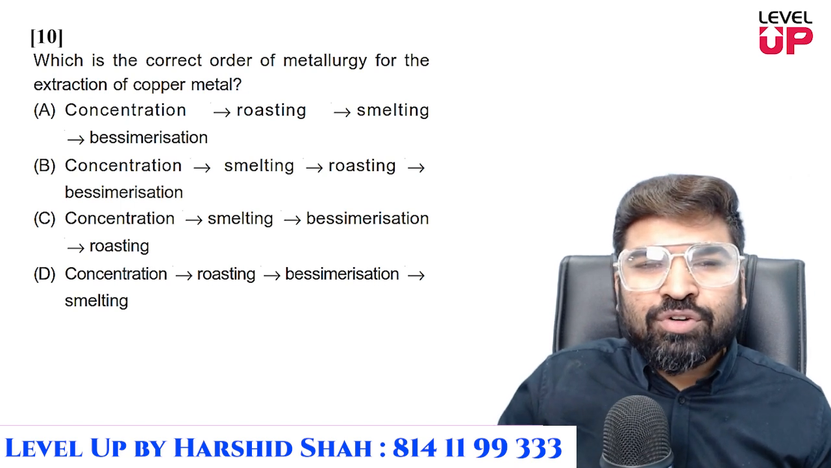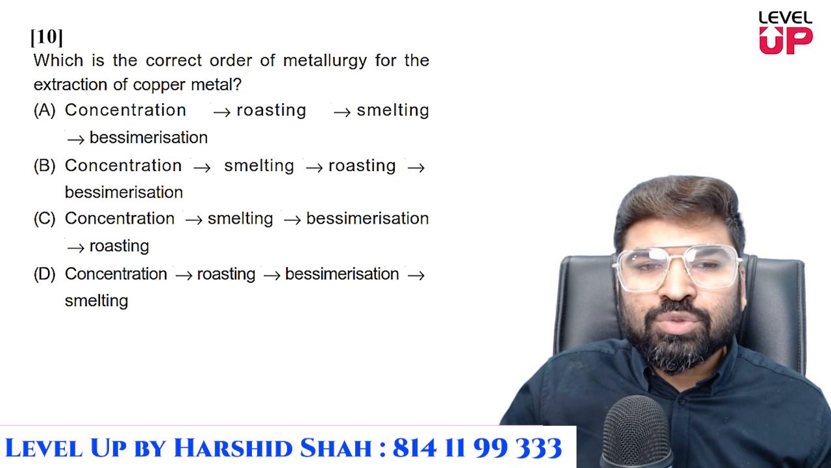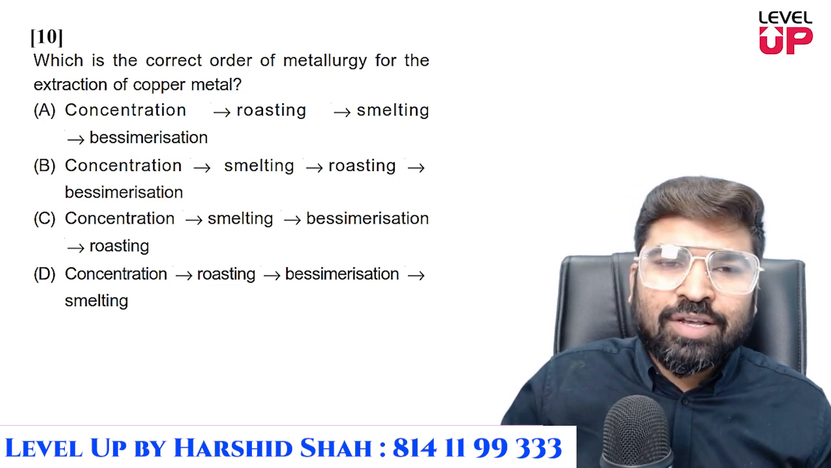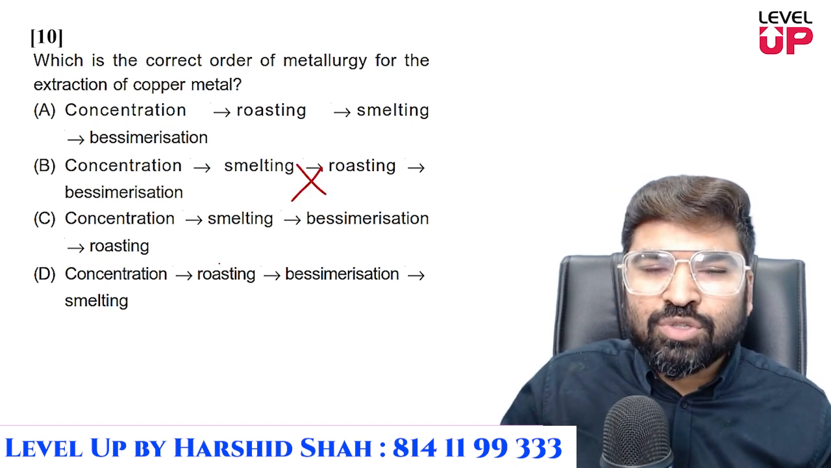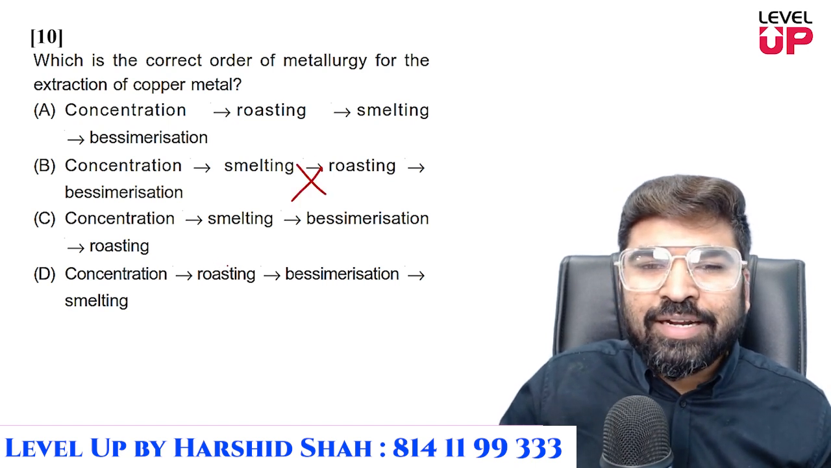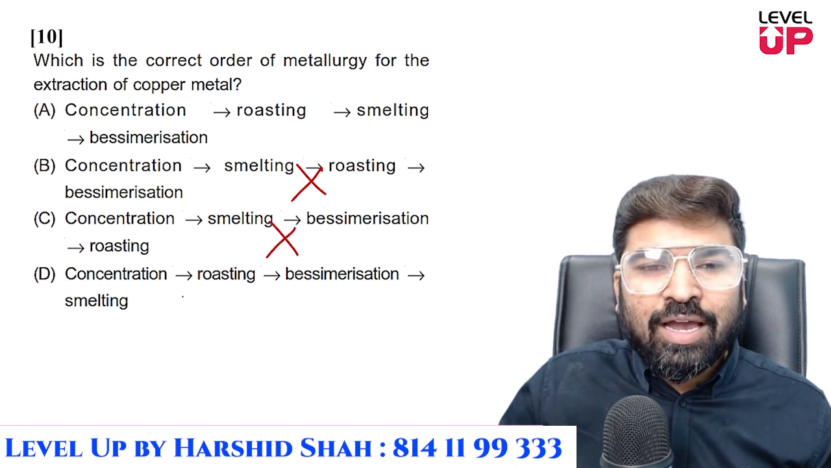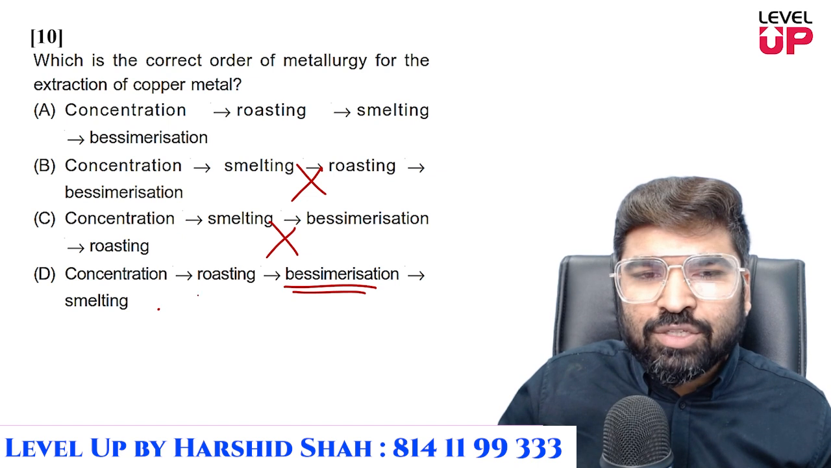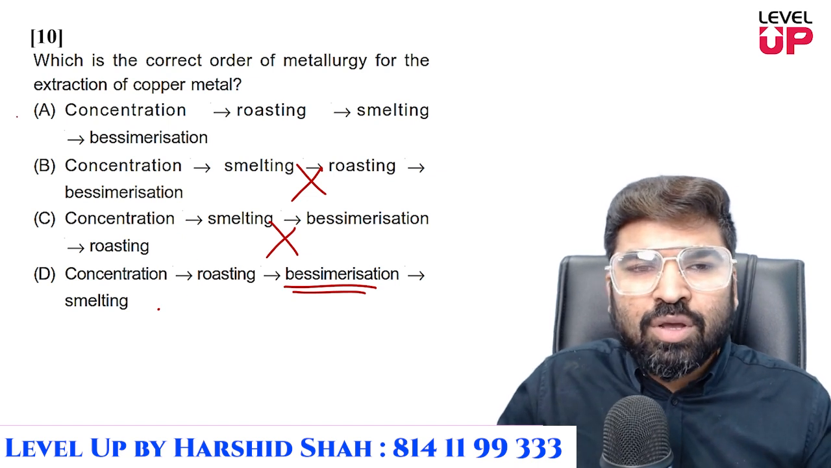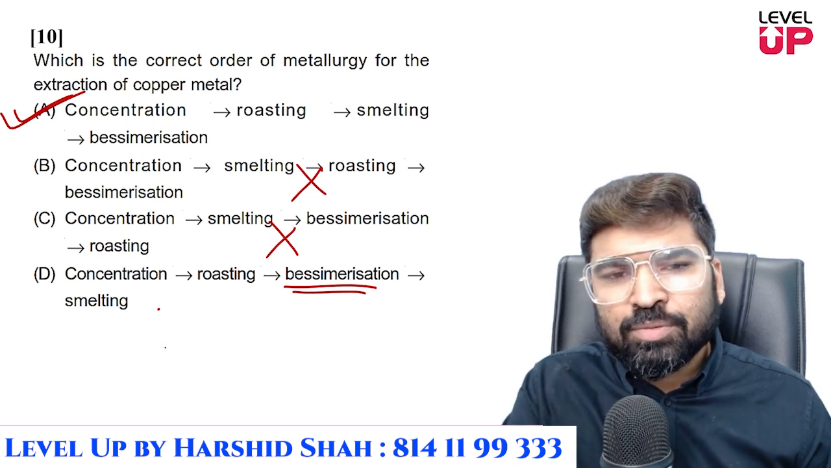Which is the correct order of metallurgy for extraction of copper metal? Is it concentration, roasting, smelting and bessemerization process? Is it concentration, smelting and roasting? This is false. Roasting should be done first. Concentration, smelting and bessemerization, roasting. Definitely roasting will not come in the last. And concentration, roasting, bessemerization and smelting. Okay, bessemerization gives you the copper, but smelting should be done before that. Bessemerization will give you the 96 to 98% pure copper, right?